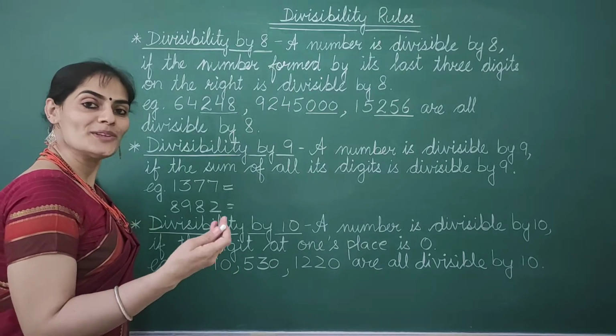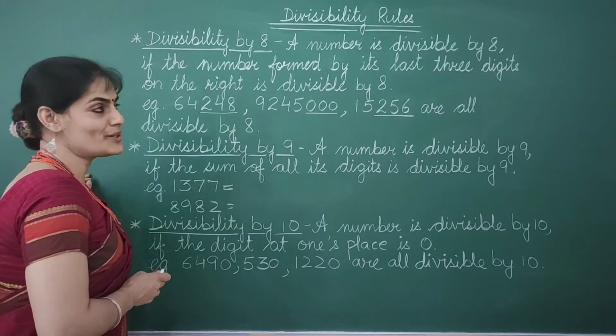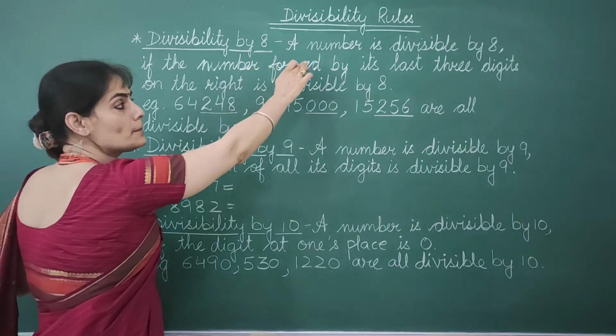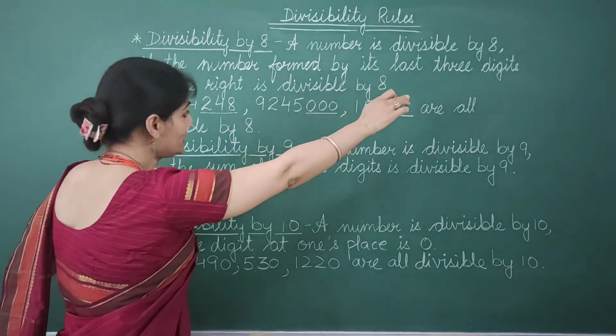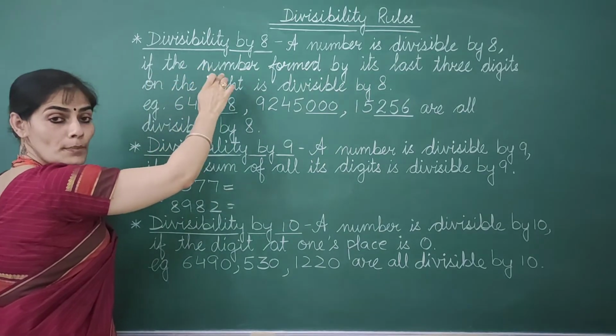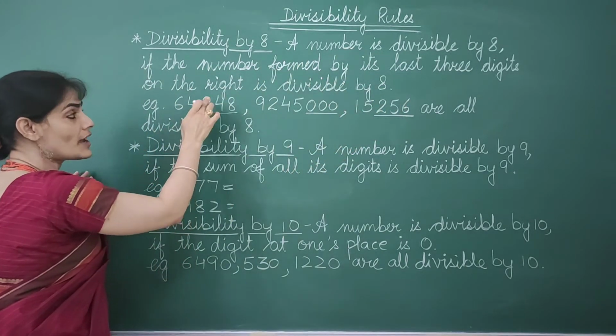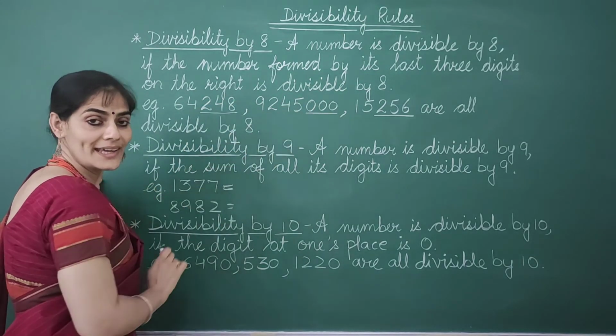Let's learn about the next divisibility rule now. Divisibility by 8. A number is divisible by 8 if the number formed by its last 3 digits on the right is divisible by 8.